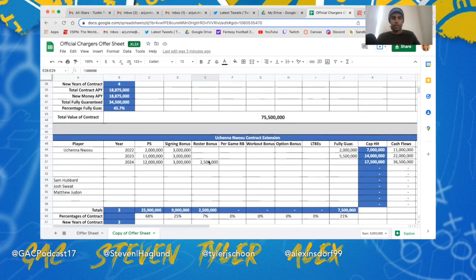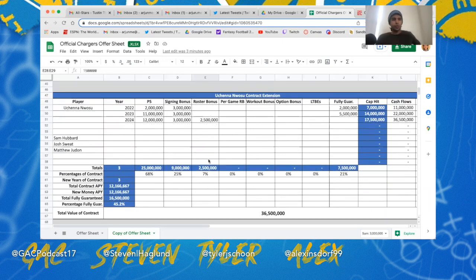Now we're going to go on to Uchenna Nwosu. This one is a little bit trickier because Nwosu, in the eyes of Chargers fans, is kind of split. I haven't seen anyone really push to bring him back, and some people are just saying let him go. I personally think he should be brought back, but again, at the right price. And again, I think I might be overestimating his value, but here's the thing.